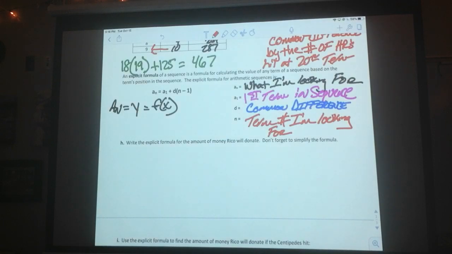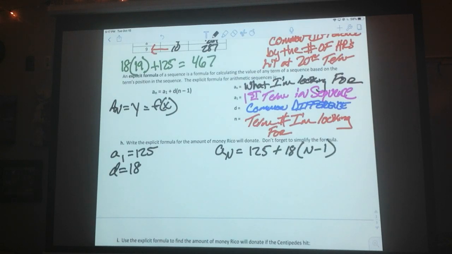Okay? Now, H. Write the explicit formula for the amount of money Rico will donate. Don't forget to simplify the formula. So here we go. Here is the formula. Well, I know that my first term, A1, was equal to 125. Why? Because even if they don't hit a single home run, he was donating $125. I also know my common difference is 18. So I can build this formula right now. A of n is equal to 125, my first term, plus my common difference, times n minus 1.